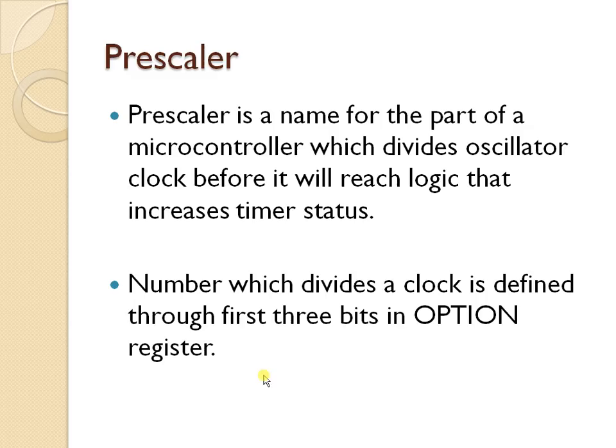So what is this Prescaler? The Prescaler is a block present inside the timer module, and it divides the incoming clock by a number. With the help of the Prescaler, we can divide the incoming clock by some factor. That factor is decided with the help of the OPTION register.